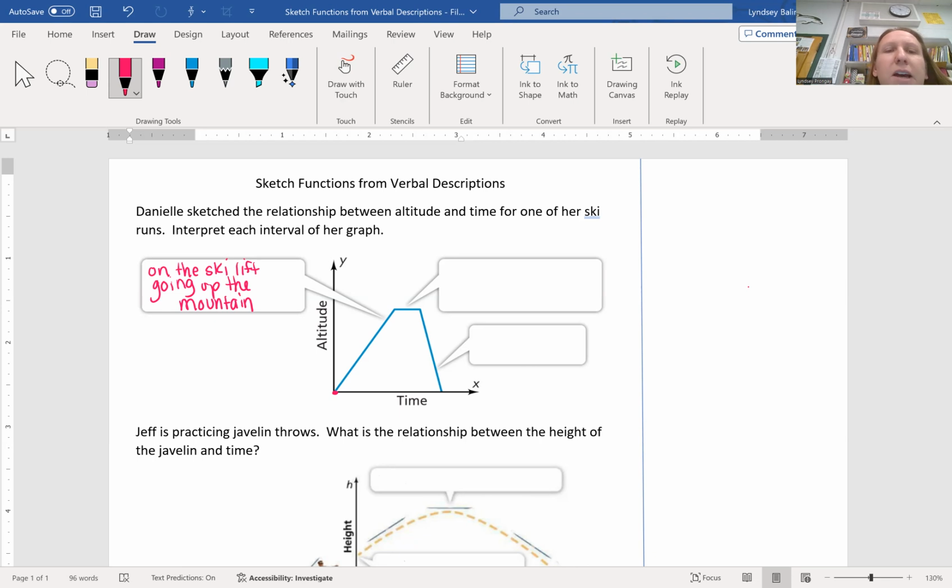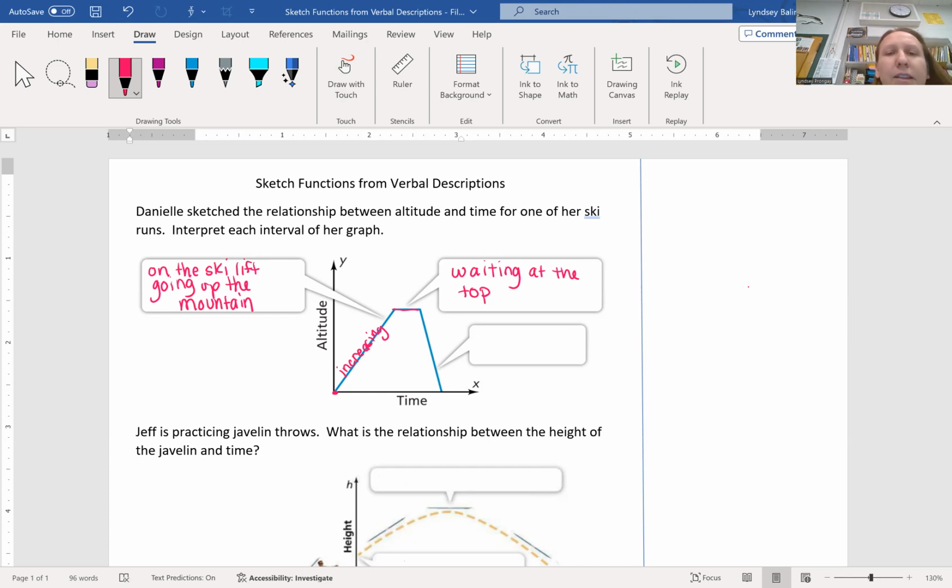So then she gets up to the top of the mountain, and we have this flat part, and we said that this is constant. So this part was increasing, but that part right there is constant, meaning her altitude isn't changing for a brief period of time. So she probably got to the top, maybe has to adjust her skis and put on her equipment. So she's just waiting at the top of the mountain right now, before she starts doing her actual ski run.